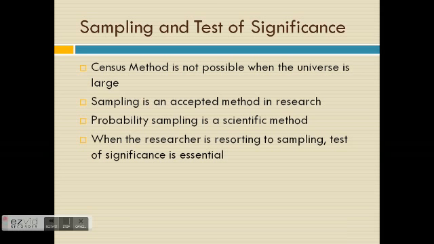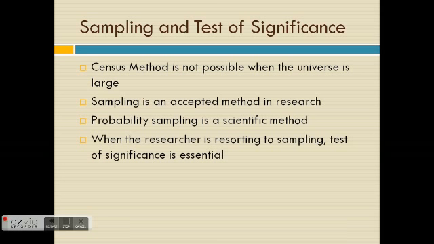When the researcher is resorting to sampling, the test of significance is essential. When we are doing research, especially taking the sampling procedure into consideration, the statistician should be very careful. Otherwise, the sample may lead to biased results, or the research scholar can commit some errors or mistakes. To avoid all these things, whenever we are doing research based on sample data, the research scholar should be very careful, and he has to adopt the method of sampling and test of significance.